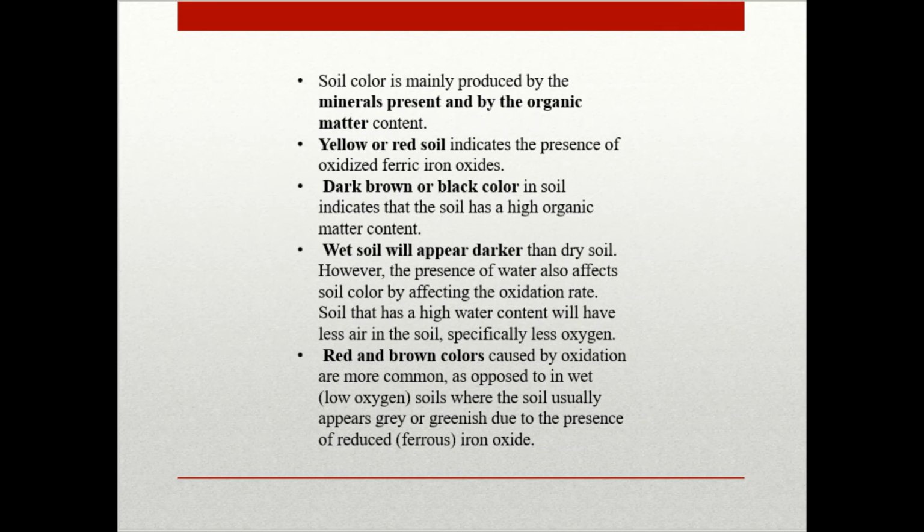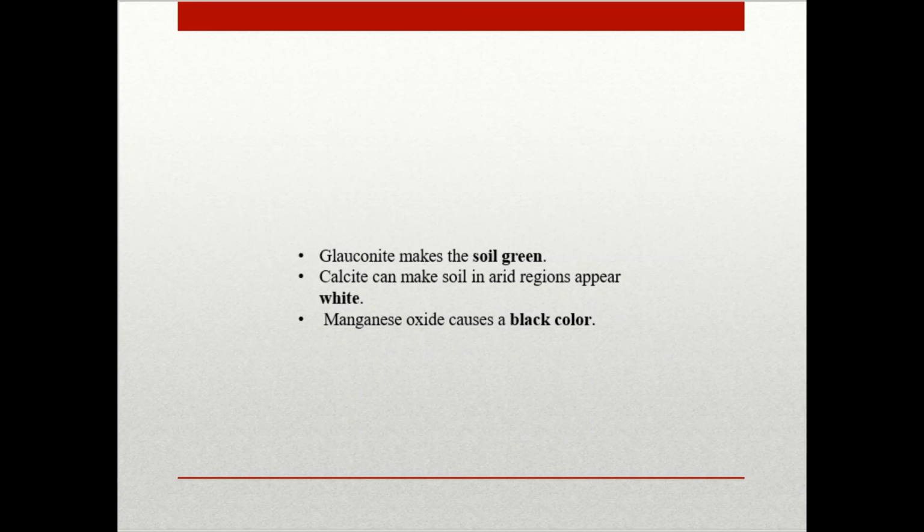Yellow and red colors represent oxidized ferric iron oxides. Dark and brown colors represent organic matter. Wet soil usually appears darker in color than dry soil. Red and brown colors are caused by oxidation. Soil shows green color when glauconite is present. Calcite shows white color, especially in arid regions. Black color shows manganese oxide presence.